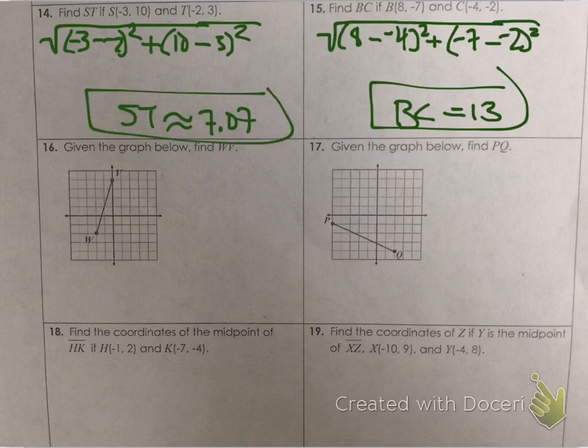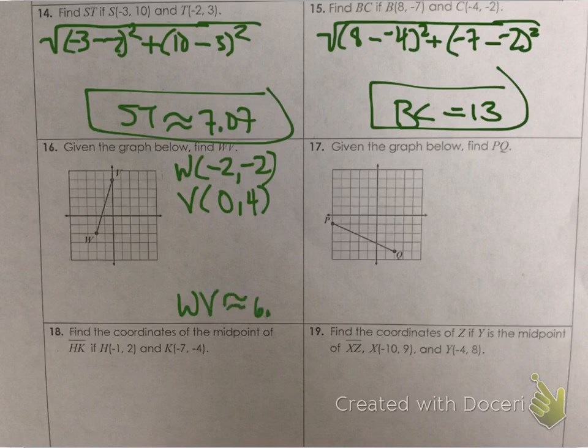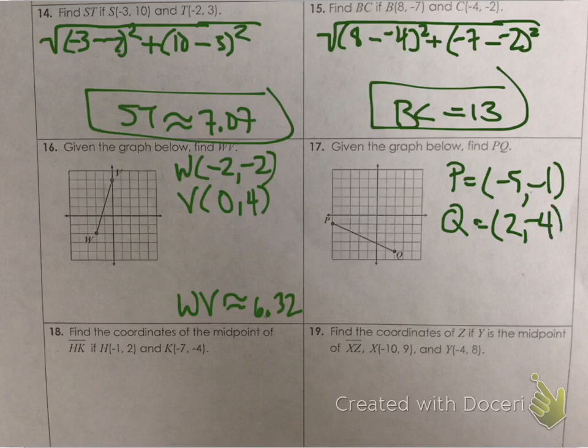Alright, so really there's no difference here other than I would have said W is negative 2, negative 2. V is 0, 4. So you'd have to graph those or make sure you can read the coordinates. And then when you plug it in, you should get WV is approximately 6.32. Use the calculator and go from there. Here, P is negative 5, negative 1. And Q is 2, negative 4. I have no idea why I'm putting an equal sign because I really don't need to. And then when you plug PQ into the formula, you're getting about 7.62.